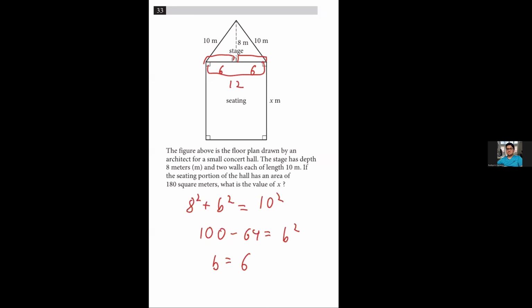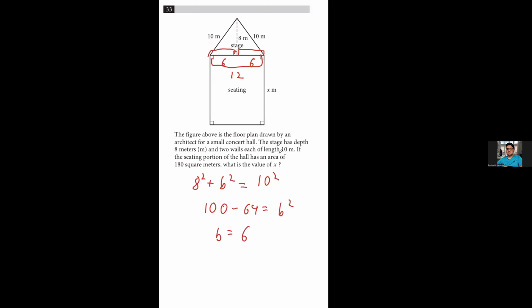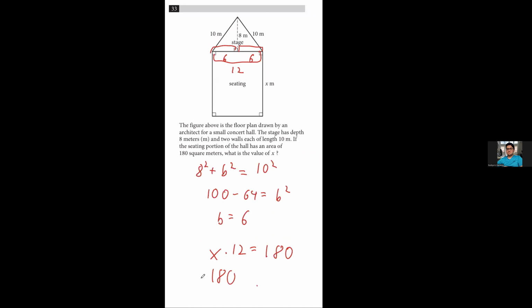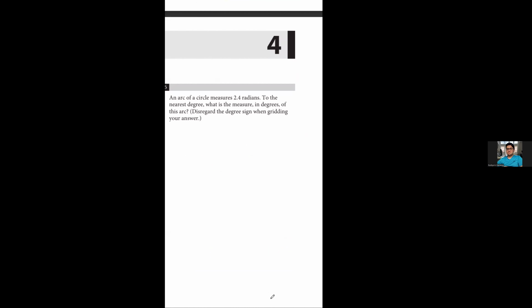And then it gives us that the total area is 180. What is the value of x? Well, x times 12 equals 180. So we just do 180 divided by 12, which is 15. So the correct answer is 15. Okay, question 34. Or I guess it's 1129.